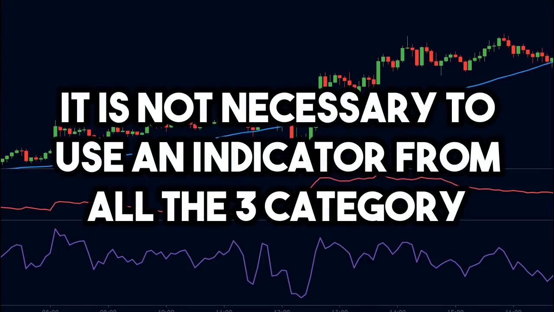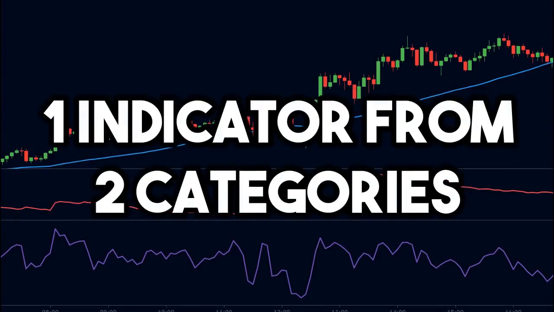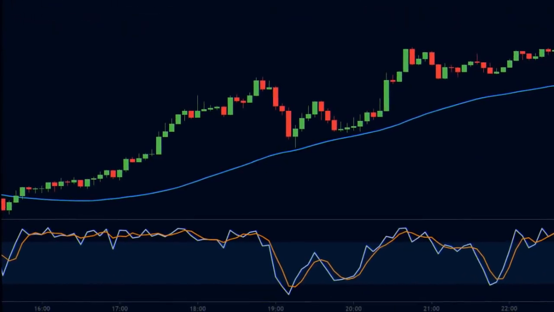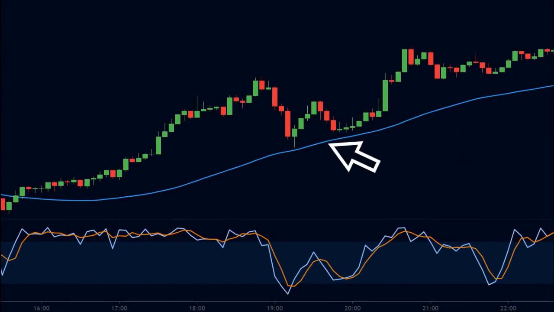An important point to note here is it is not necessary to use an indicator from all the three categories. Even if you use one indicator from two categories, you will still end up getting a good view of the market. For instance, let's take a 50-period moving average from trend indicators. And let's take the stochastics from the momentum indicator. Here we see that the price is in an uptrend, because the price is trading above the moving average, and the moving average was sloped upwards.